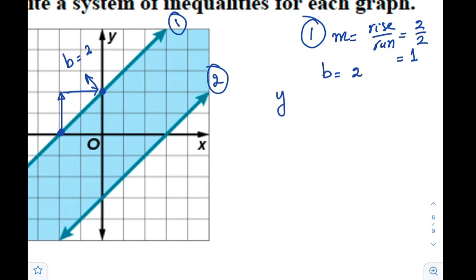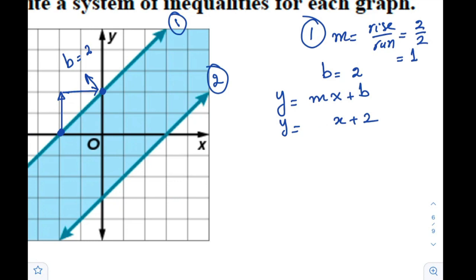Referring to the slope-intercept form, this will be y equals mx plus b, 1x plus 2, or it's just x plus 2. This is the equation of the line.